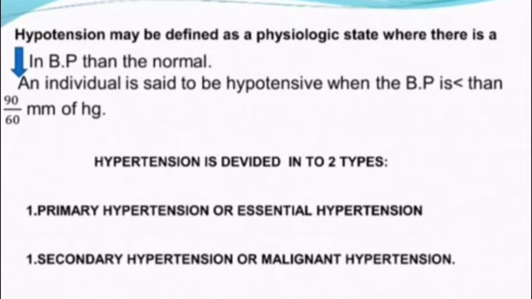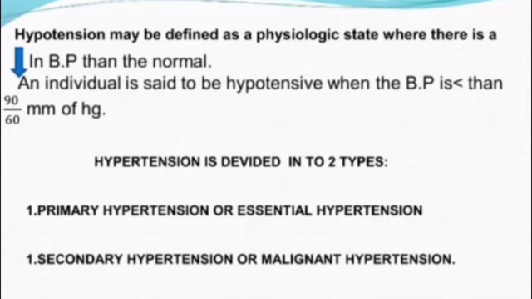Hypertension is divided into two types. First type is primary hypertension, also known as essential hypertension. Second one is secondary hypertension. Secondary hypertension is also known as malignant hypertension.